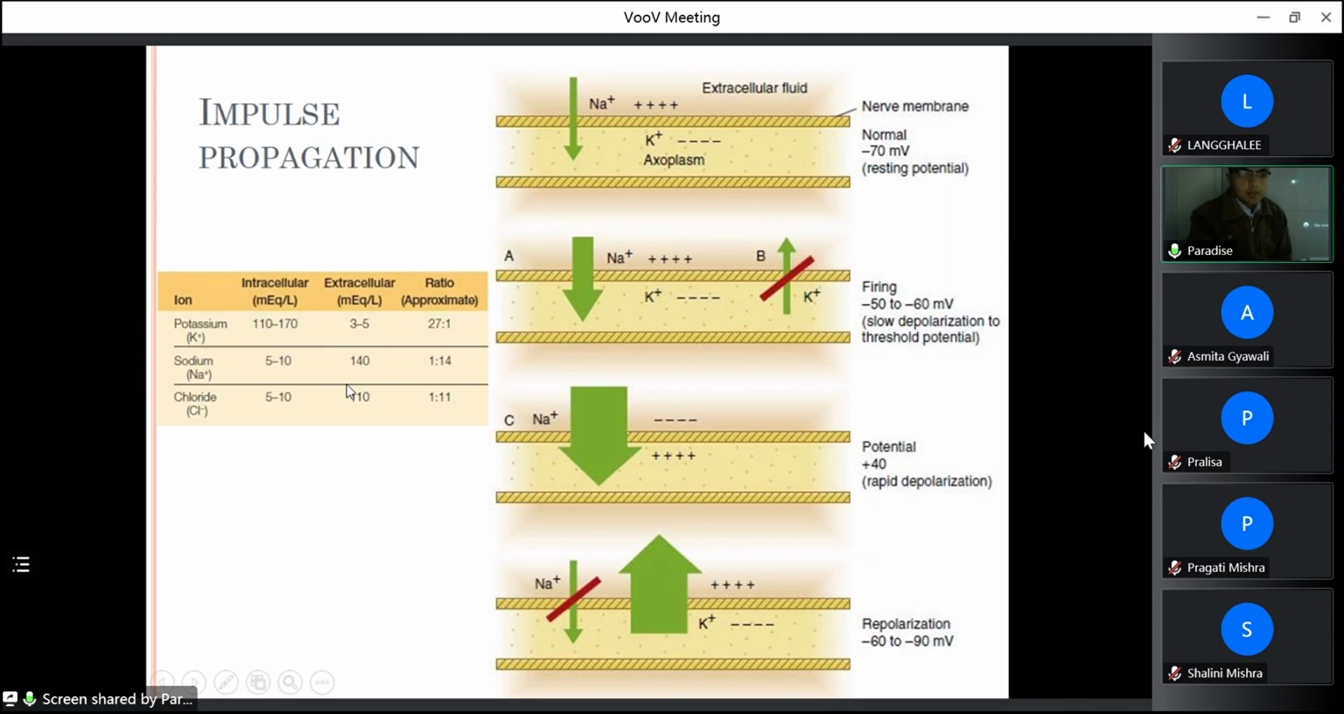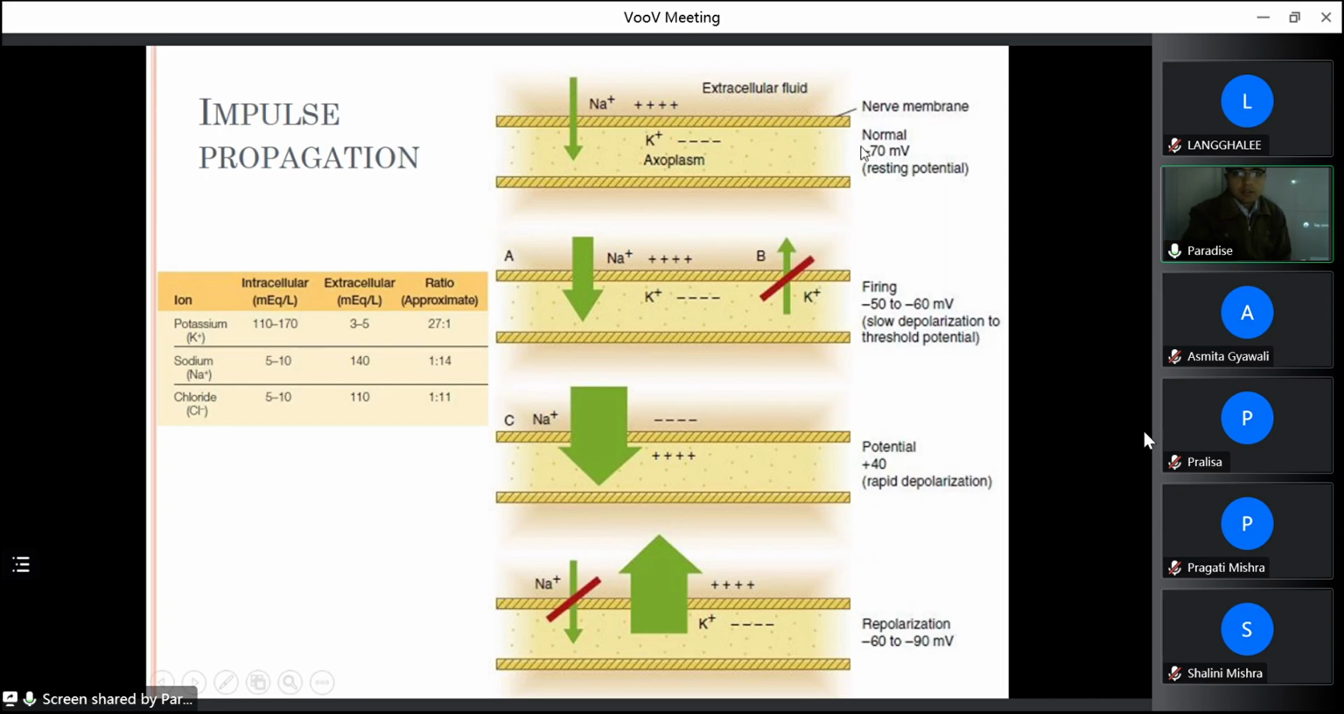During impulse propagation, we exclusively discuss sodium and potassium. Only sodium and potassium play the major role in impulse propagation. The concentration of sodium is more in extracellular fluid, and it is relatively less in intracellular fluid. In contrast, the concentration of potassium is more intracellularly and less in the extracellular environment. Now, what happens in the normal case when the impulse is not generated, when the action potential is not generated? In that condition, the concentration of sodium is more in extracellular fluid and the concentration of potassium is more intracellularly in all the cells.